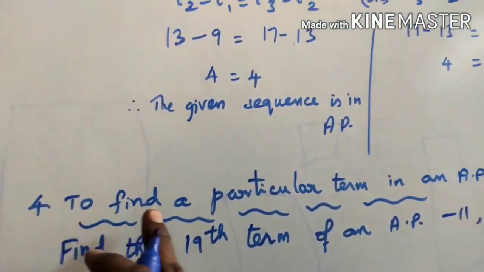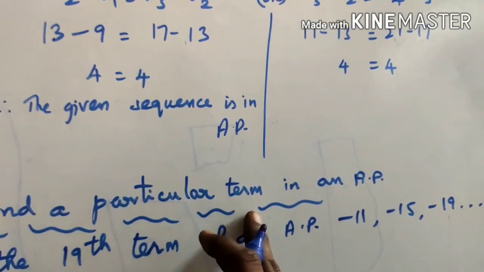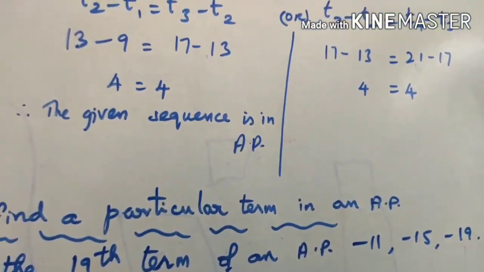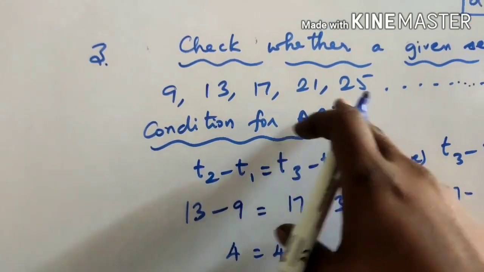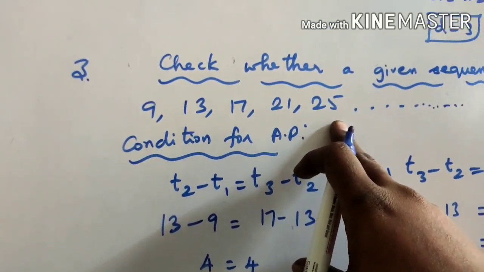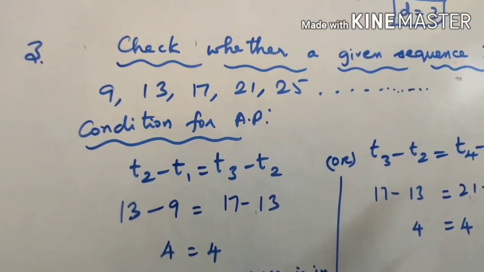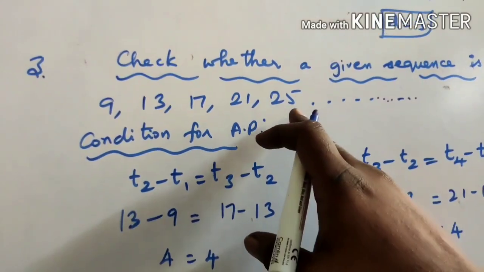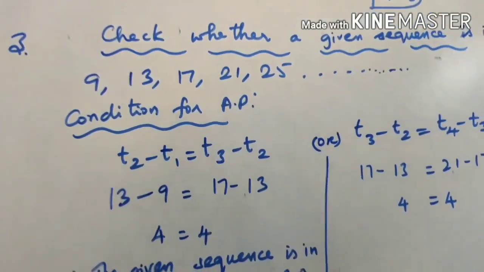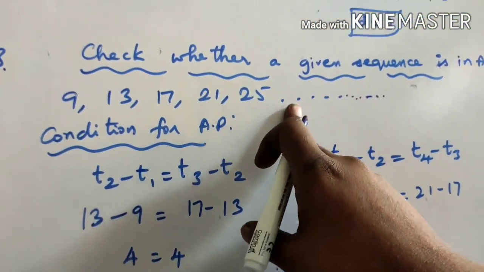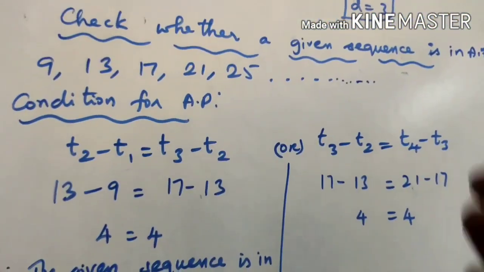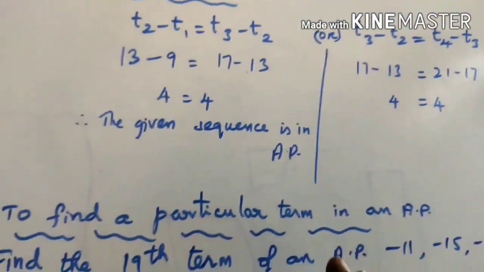see here, next concept, to find a particular term in an AP. For example, you are taking this AP. How many terms are there? 5 terms are there. If you want to find the 20th term, you will just add and go. The common difference is 4, so you add 24 plus 4, 28, like that. So instead of adding and going like that, there is a formula to find that.